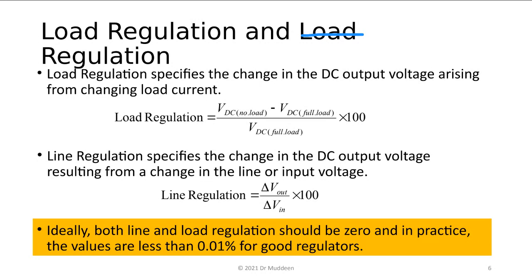Okay? So again, all of these things in theory should be zero. But of course, we're dealing with the real world, with real world components and situations, so it's not zero. But we try to get it down to things like less than 0.01% for good regulators. And it's fairly easy to get it up to that sort of level. All right.